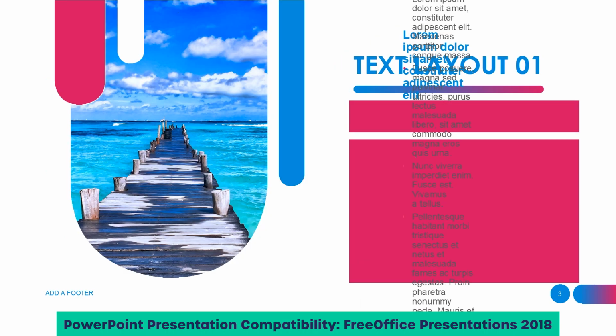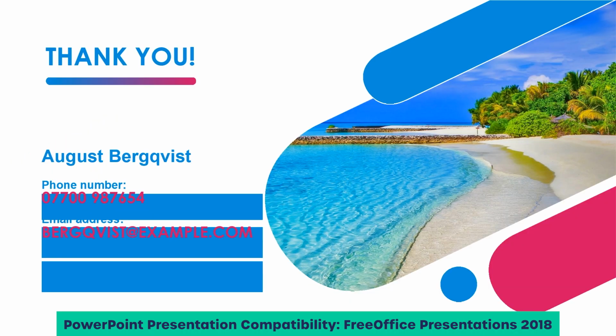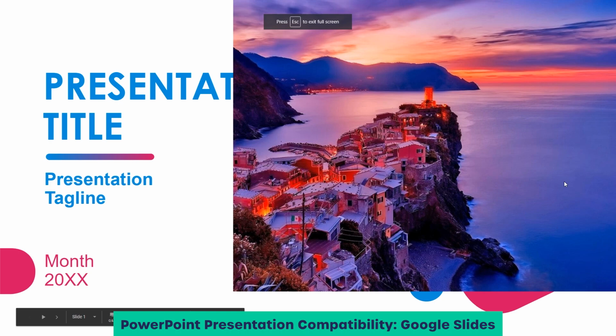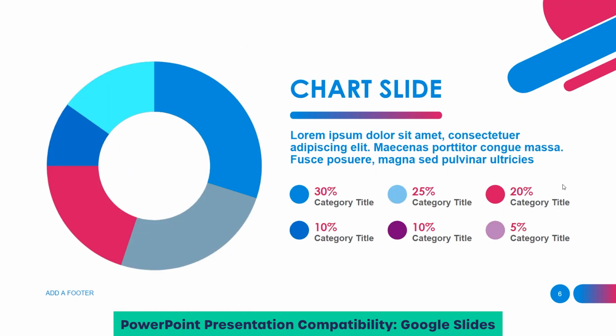This one is also looking a little bit strange. There's funny formatting with the text and gradients where they shouldn't be. Yeah, that's not looking very good at all. Google Slides. Now, yes, there's some overlapping here and there, but it's not looking too bad. Everything looks pretty much as it should on this presentation.